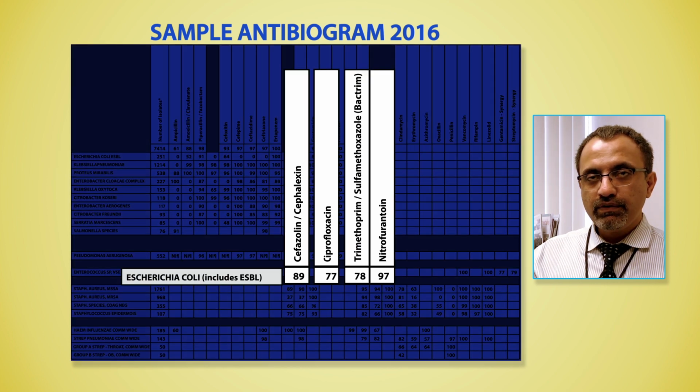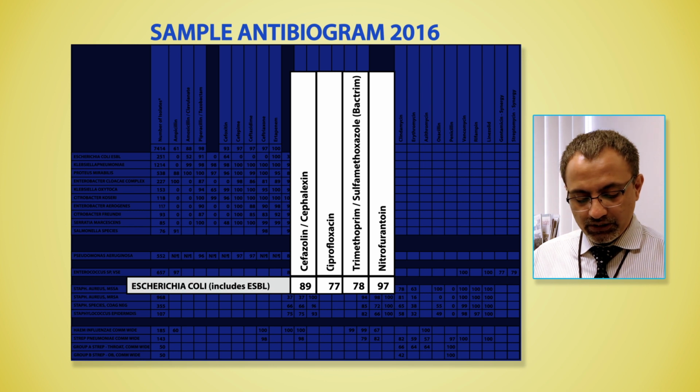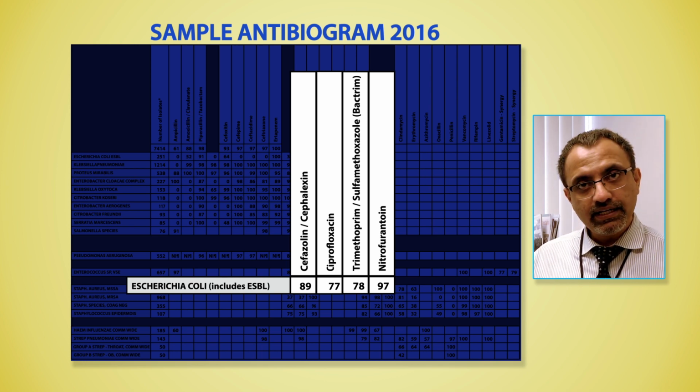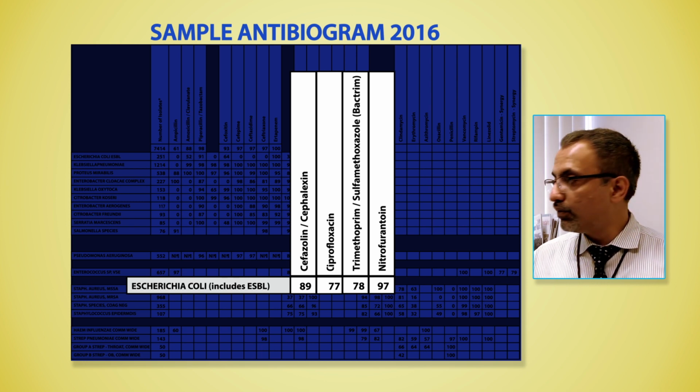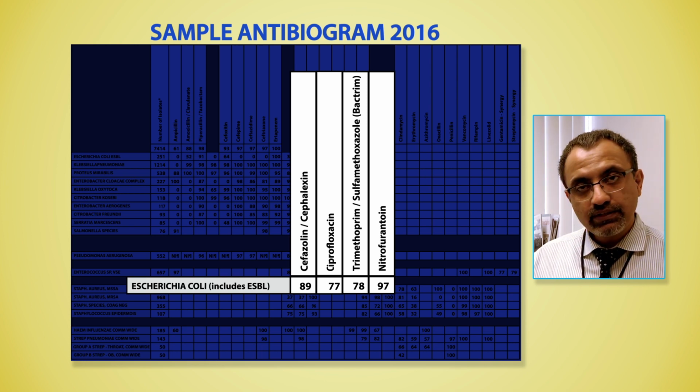In this case, when we focus on this patient and you look at the antibiogram, you see cephalexin susceptibility is 89, ciprofloxacin is 77, nitrofurantoin is 97, and Bactrim is 78% for E. coli. As you can see, more than 20% of E. coli isolates are resistant to Bactrim and ciprofloxacin, whereas about 3% are resistant to nitrofurantoin.